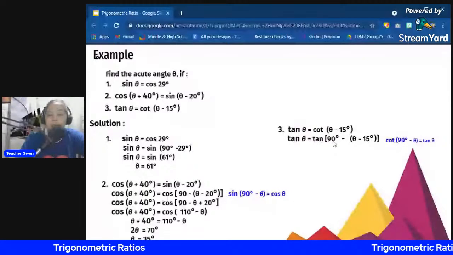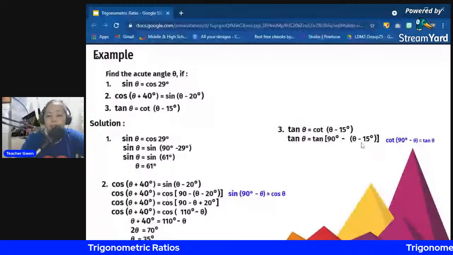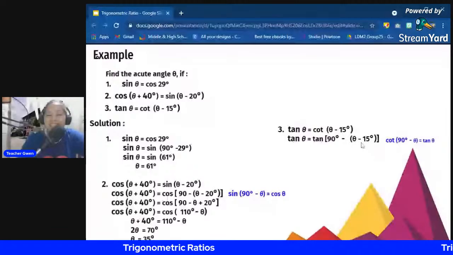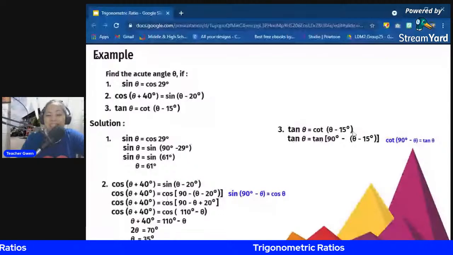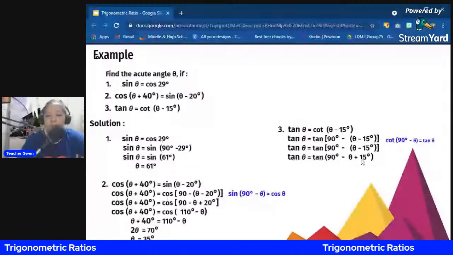So, i-distribute na sad nato ni siya ang negative dinhi sa parenthesis. So, tangent theta is equal to 90 minus, okay, theta, okay, negative times positive, negative, and negative, negative, may positive. Okay? So, 90 plus 15 degrees. So, tangent theta is equal to 105 degrees minus theta.